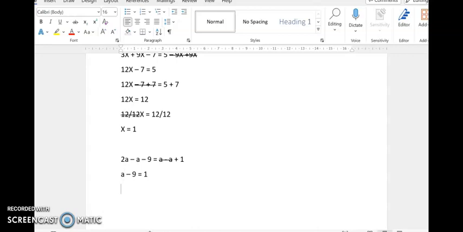Okay, so now we have a minus 9. How do we get rid of a minus 9? We add 9. And again, what we do to one side, we have to do to the other. So if we add 9 to one side, we need to add 9 to the other side.